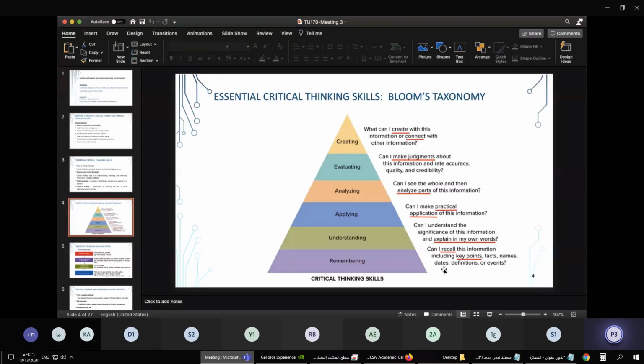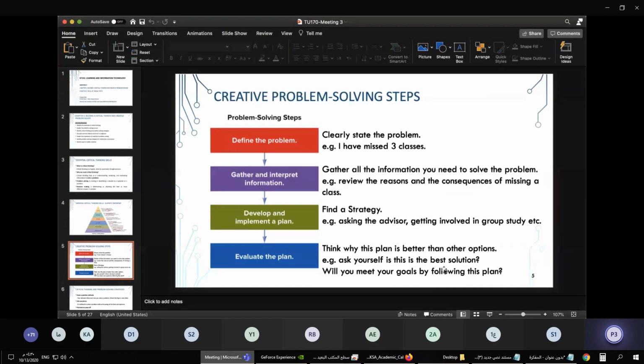The 5th step, which is evaluating, you make judgments about this information, about the accuracy, about the quality. Then finally you create the final solution in a critical thinking way. So this is a very easy example to follow when you want to solve a problem in a critical thinking way. You can apply it to any problem using Bloom's taxonomy hierarchy. Also, we will talk about these levels or steps later on.